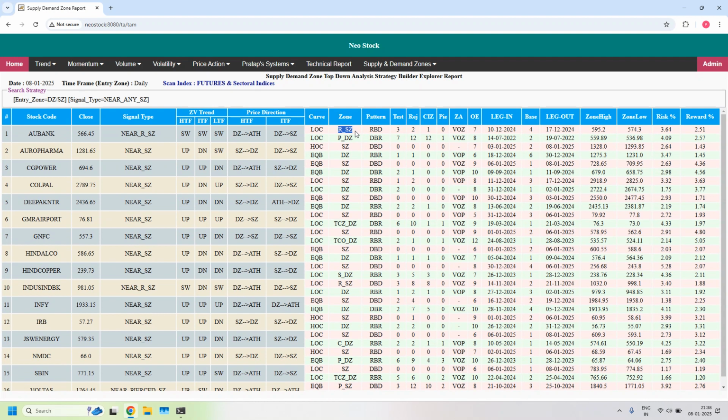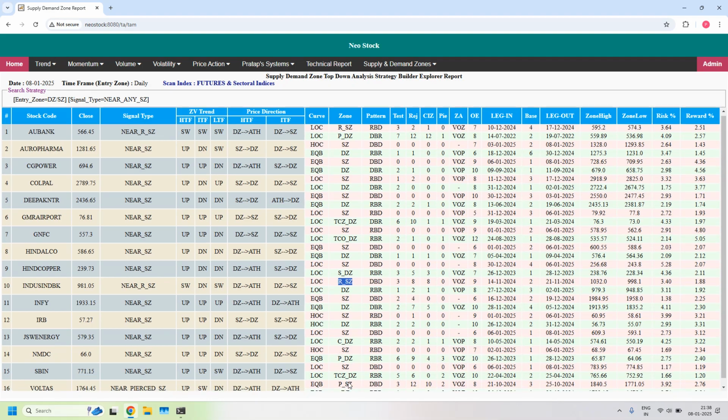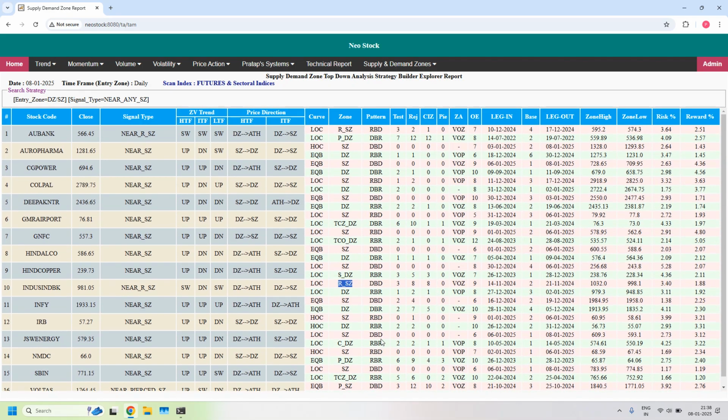First one, AU Bank is having a high liquidity daily supply zone. And IndusInd Bank is having a high liquidity daily supply zone. That's it. We have two high liquidity daily supply zones from this list.